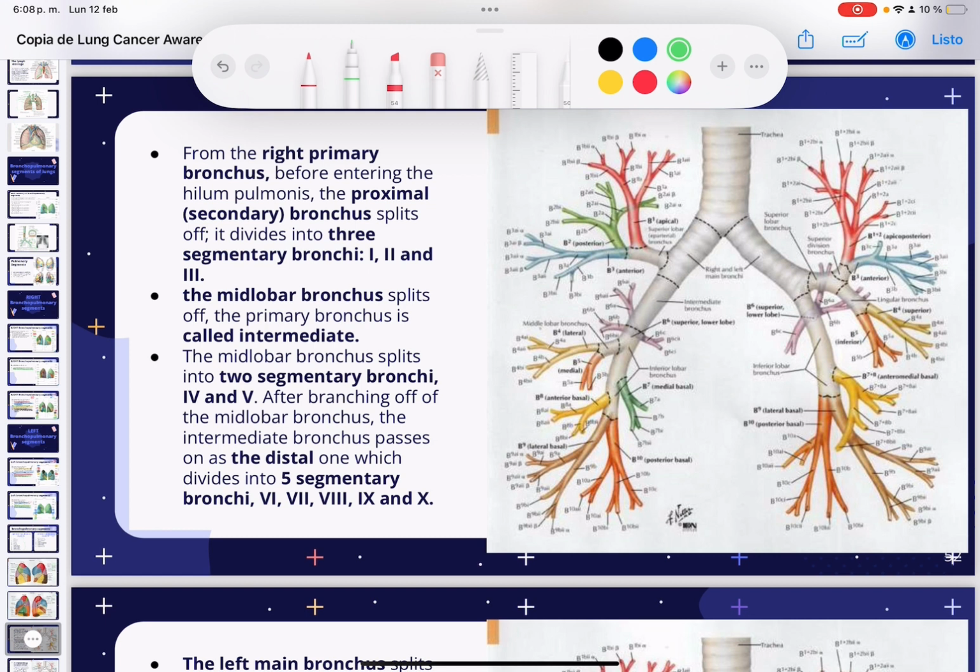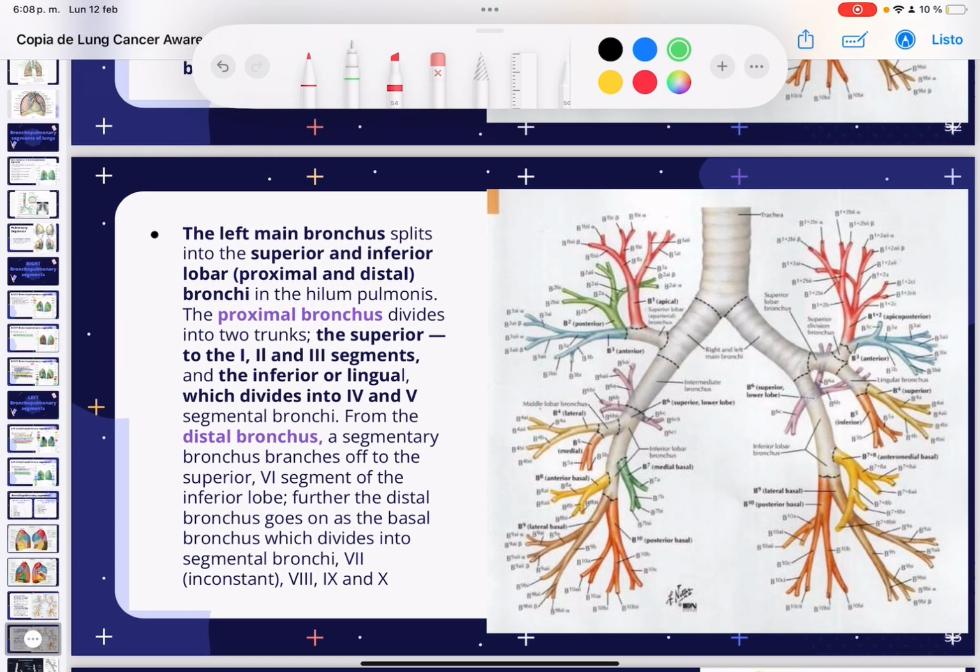After branching of the mid-lobar bronchus, the intermediate bronchus passes on as the distal one, which divides into 5 segments: 6, 7, 8, 9, and 10.